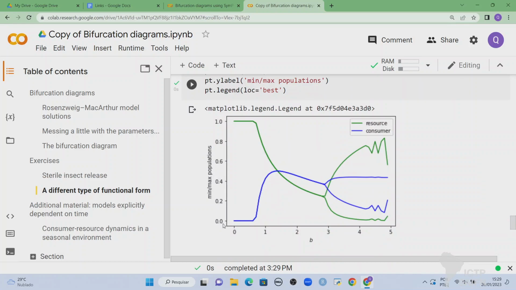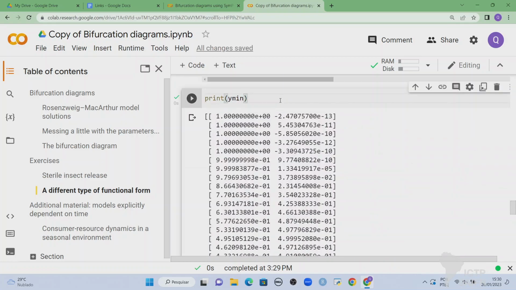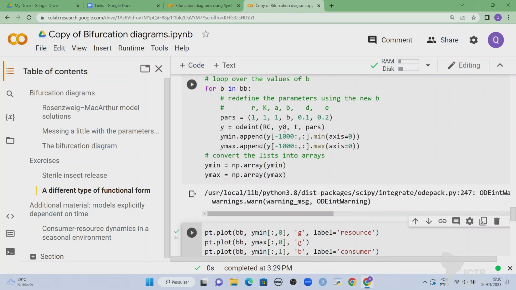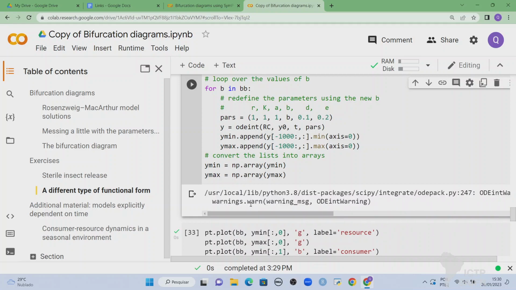Yeah, but the main issue here is that, let me delete this one here. The main issue is that when you see that there's an odeint warning, it means there was excess work done by the integrator. To solve this you have to go into details about the odeint function. But this means that there was difficulty with odeint to numerically integrate the equations.